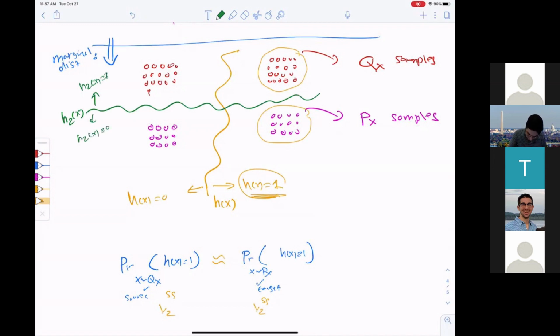Okay, so let's do the same practice for h2(x). What is the probability of h2(x) to be 1 if x comes from the source? Right, so what is that probability? h2(x) is 1, so I'm just going to look into this part of my space. What is the fraction of source samples that happen to be in that part of the space? Yes, it is basically almost all of my samples, right? So that probability is close to 1.